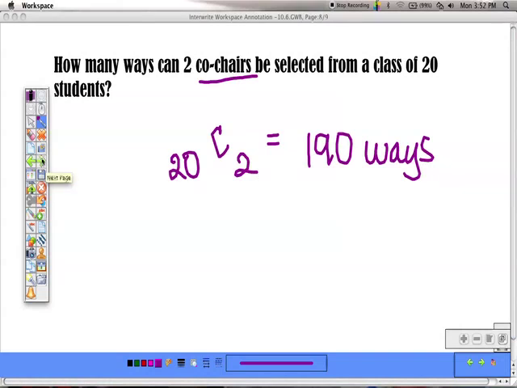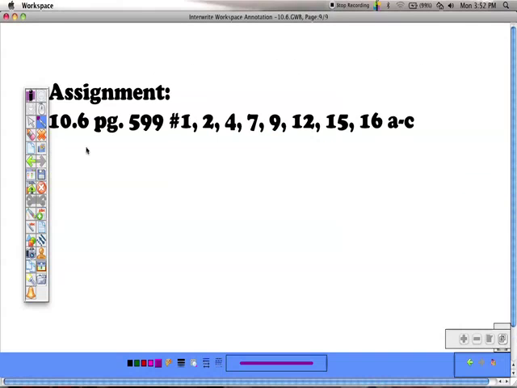All right, so that does it for combinations. Here's your assignment, so you can get started on that.